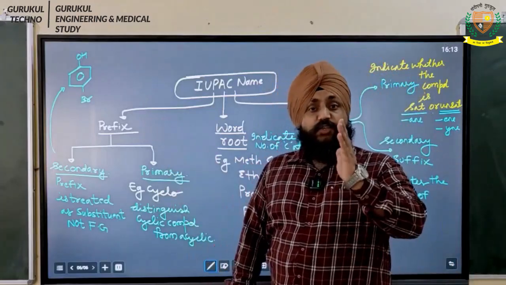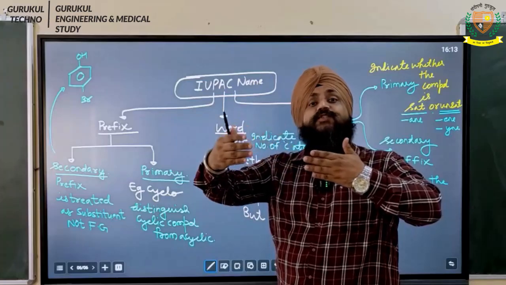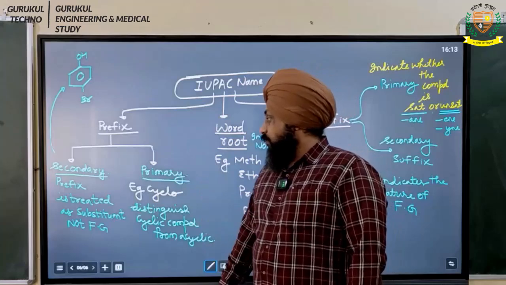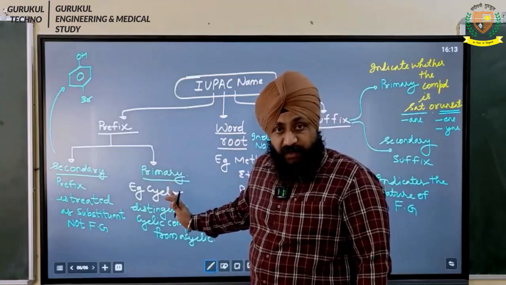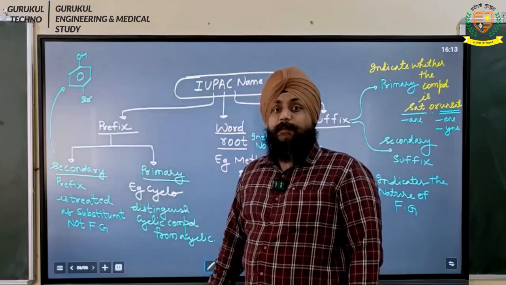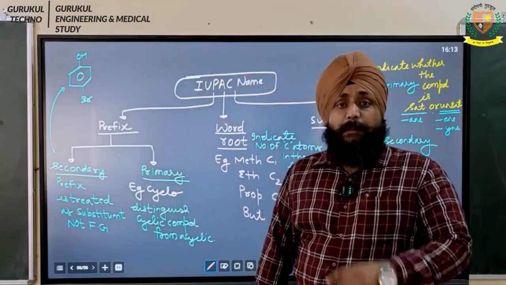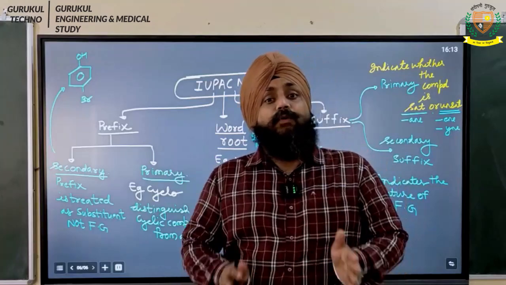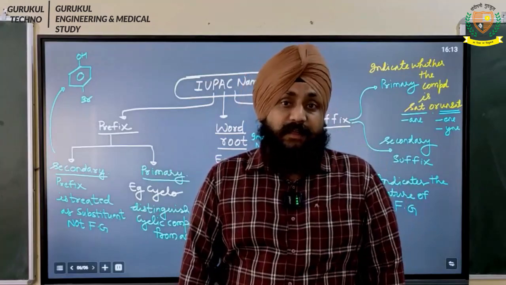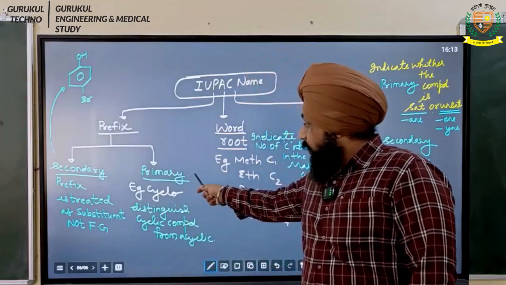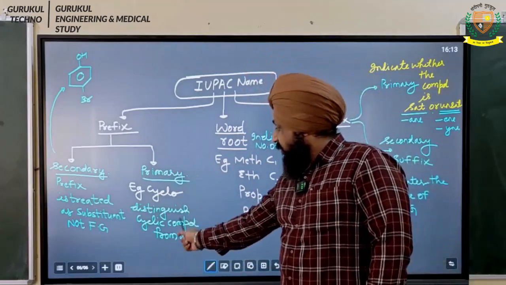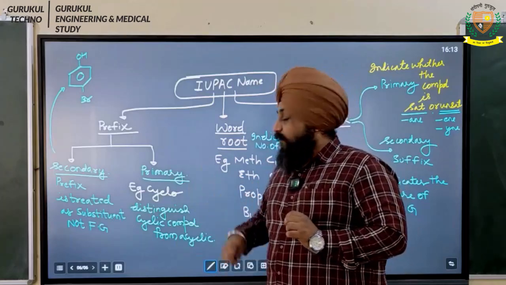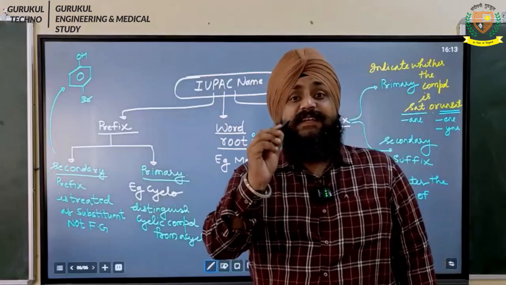Now let us move toward prefix. Prefix is usually added before word root. And there are two types of prefix, students. One is going to be primary prefix and then there is going to be secondary prefix. See students, ये primary prefix क्या करता है? ये cyclic और acyclic compound को differentiate करने के लिए काम आता है. Primary prefix will distinguish cyclic compounds from acyclic compounds. और ये जो primary prefix होता है इसमें हम यूज करते हैं cyclo.